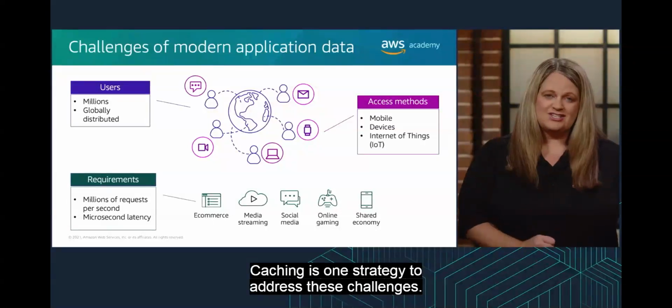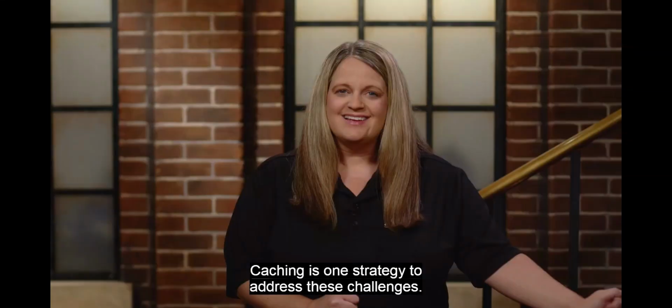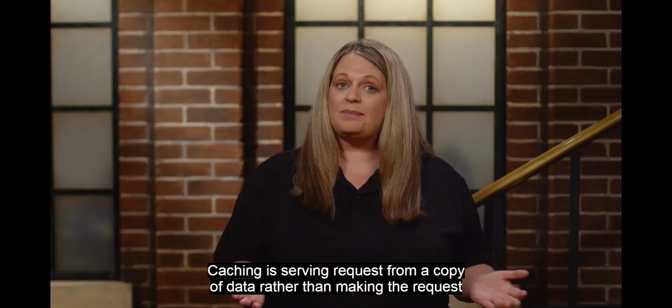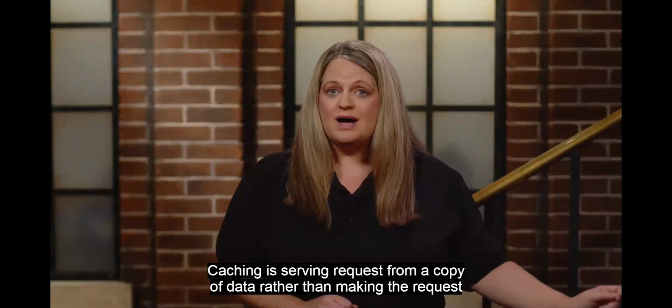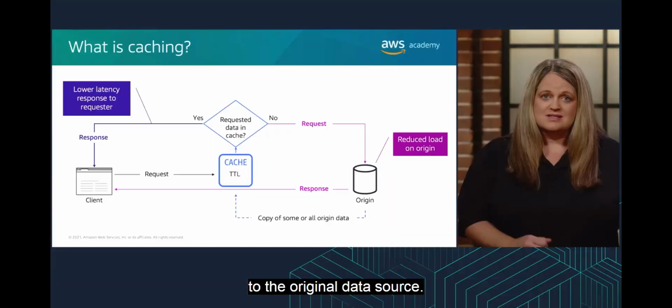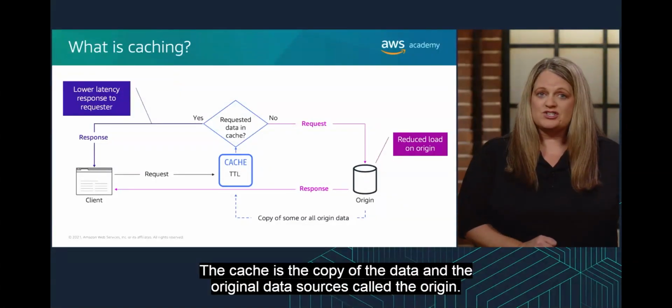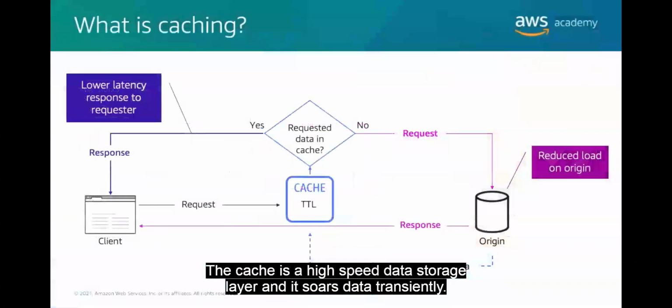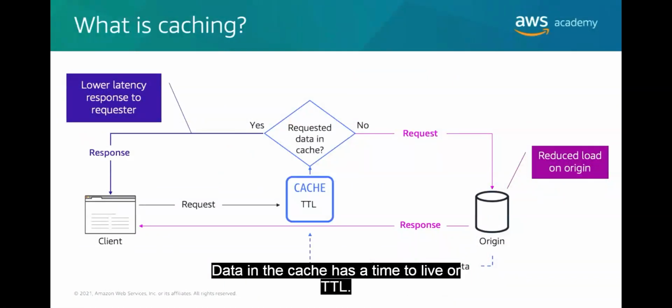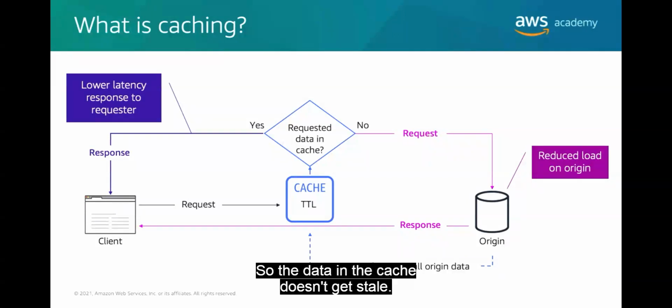Caching is one strategy to address these challenges. Caching is serving requests from a copy of data rather than making the request to the original data source. The cache is the copy of the data, and the original data source is called the origin. The cache is a high-speed data storage layer, and it stores data transiently. Data in the cache has a time to live, or TTL, so the data in the cache doesn't get stale.